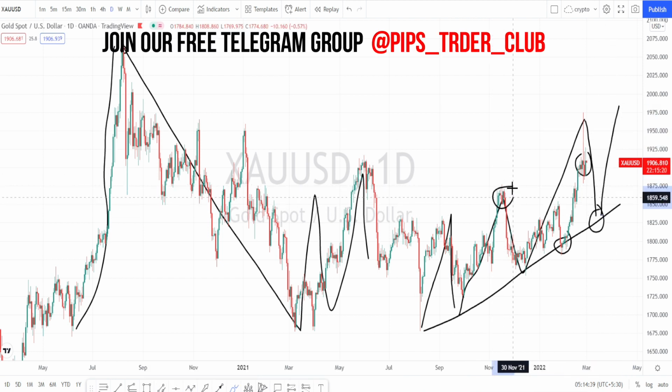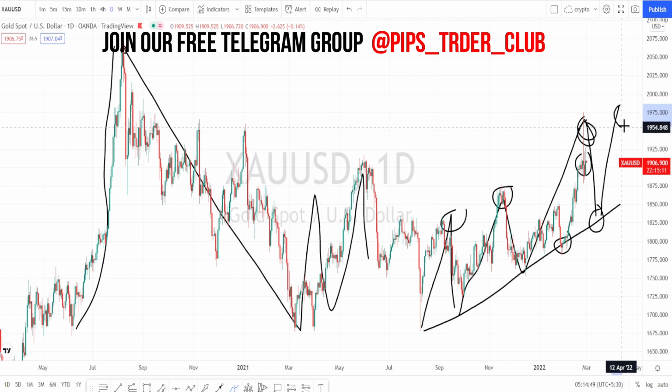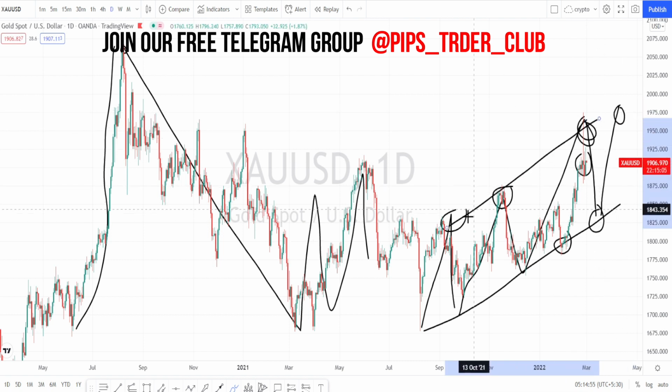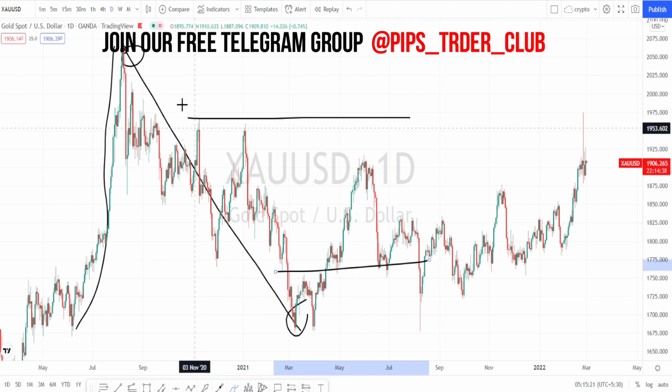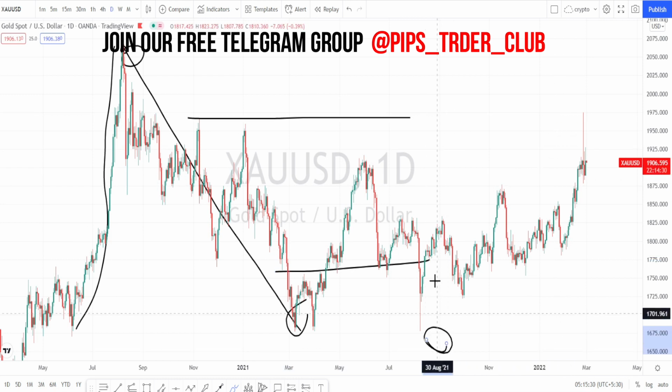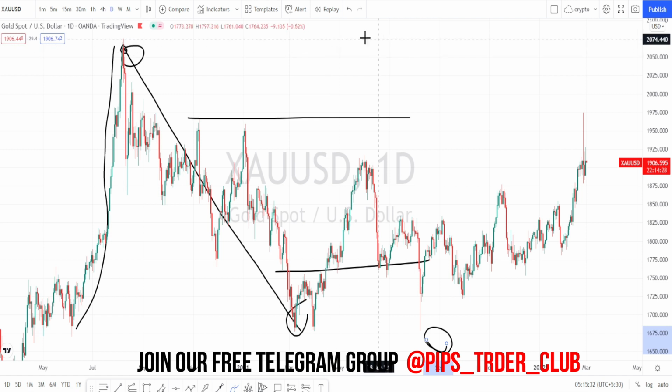So every time it makes an impulsive move, you can notice that it is always going above the previous highs. So it is on a very healthy bullish trend. Overall, when we look at the price action, this was the highest and this was the lowest, and current price action is trading within this high and low, which means that it is only making a retracement. It is not making a new low or a new high.